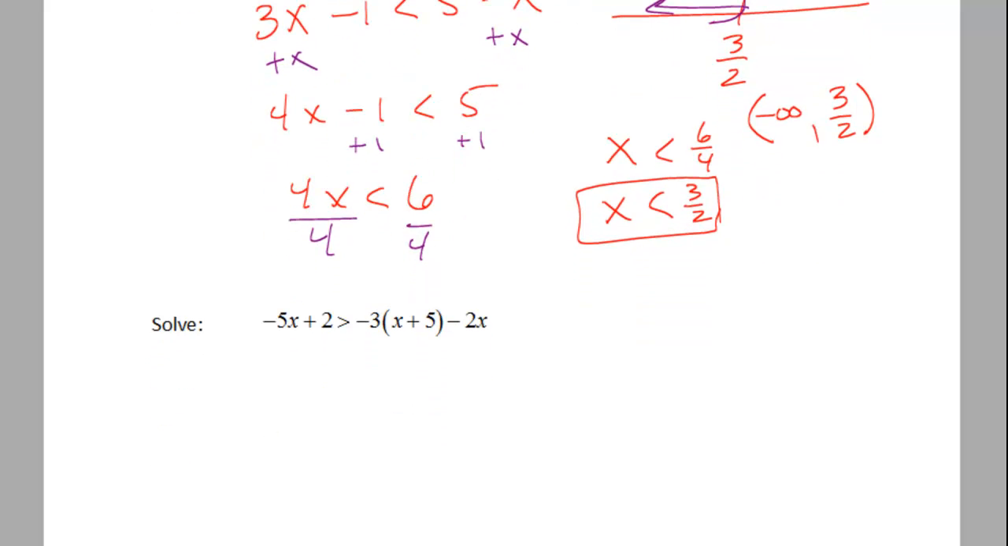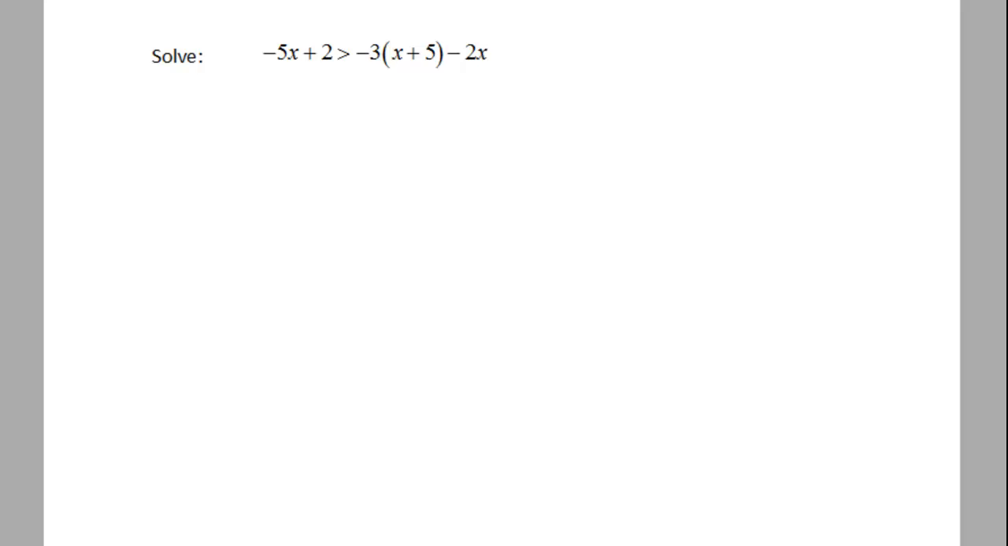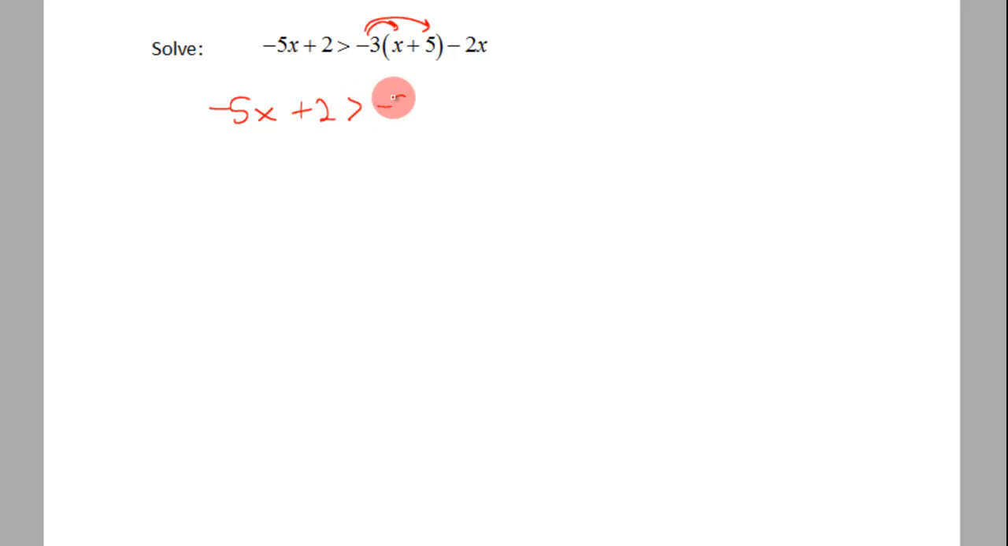All right, let's do another one. Okay, here we have another one. So we start here with the distribution of this 3, this negative 3. Negative 5x plus 2 greater than negative 3x minus 15 minus 2x. Combine like terms. Negative 3x, negative 2x is negative 5x. Now I'm going to add a 5x to get it over here. So I go ahead and do that.